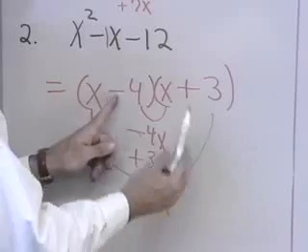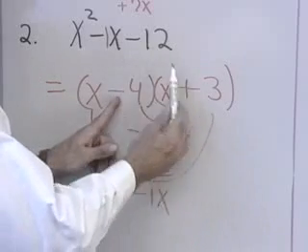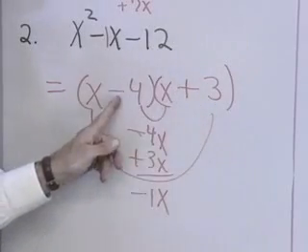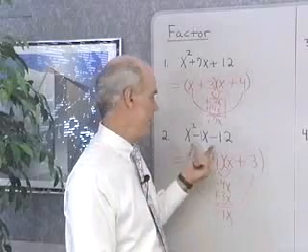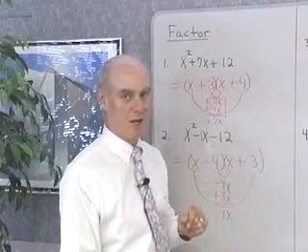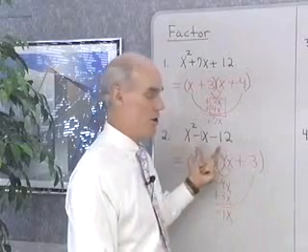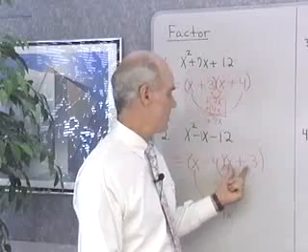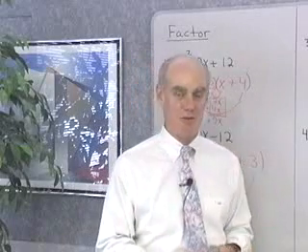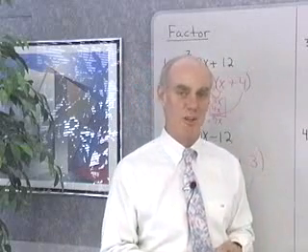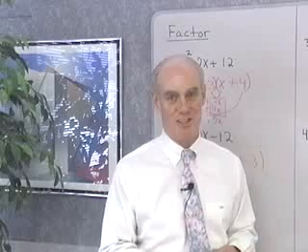Now let's just check the last term. Negative 4 times positive 3, that gives me negative 12. So if I multiply this all out again, I'll see that I get x squared minus x minus 12. Now, if a trinomial like this factors into the product of two binomials, those two factors that you get are unique. You don't have to look for two other ones. Once it factors one way, that's the only way it's going to factor.